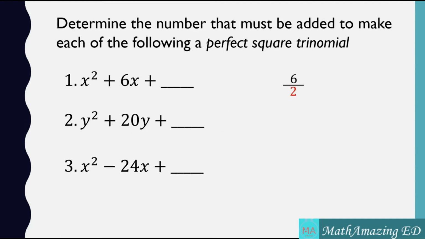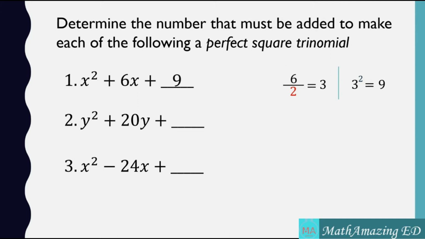Now here we have 6 for the first item, divided by 2 we have 3, and then the answer, which is 3, will be squared. So we have 3 squared, that is equal to 9. In other words, the number that must be added for the first item is 9.